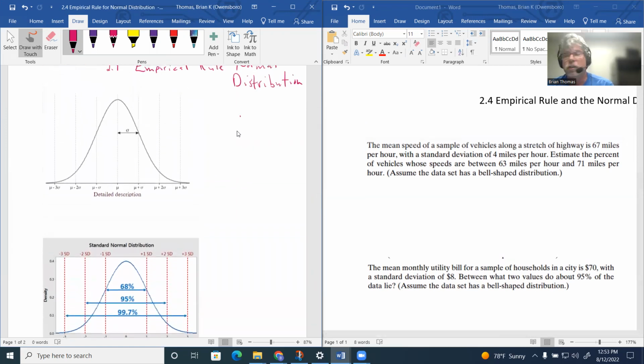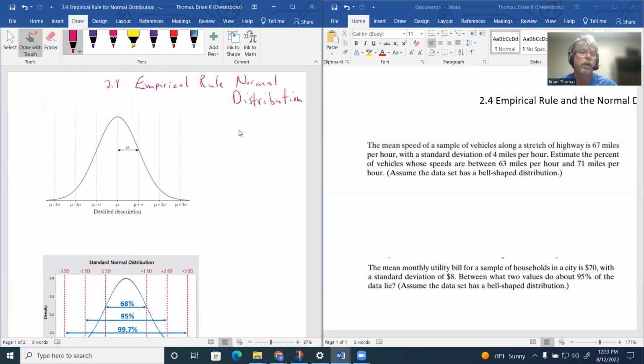So I'm going to just use this bell-shaped curve here that I've already sketched out, or actually copy and paste. So notice how we have this mean, the mu represents the mean here, and they said that was 67. So it's a good idea to draw or make yourself a bell-shaped curve, and you add this data to it. Also, it says there's a standard deviation of 4 miles per hour.